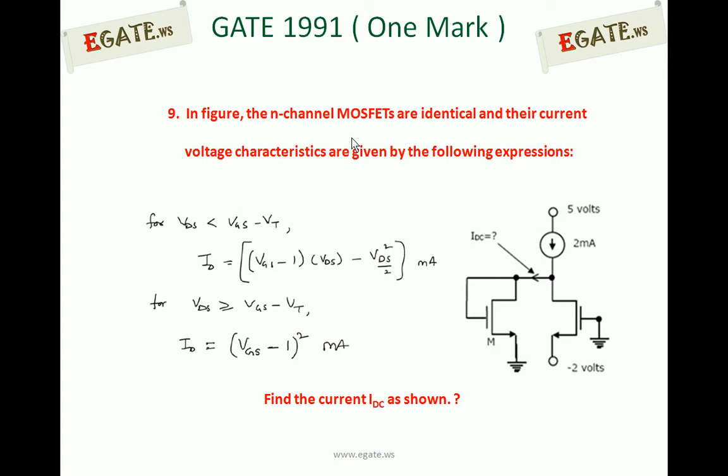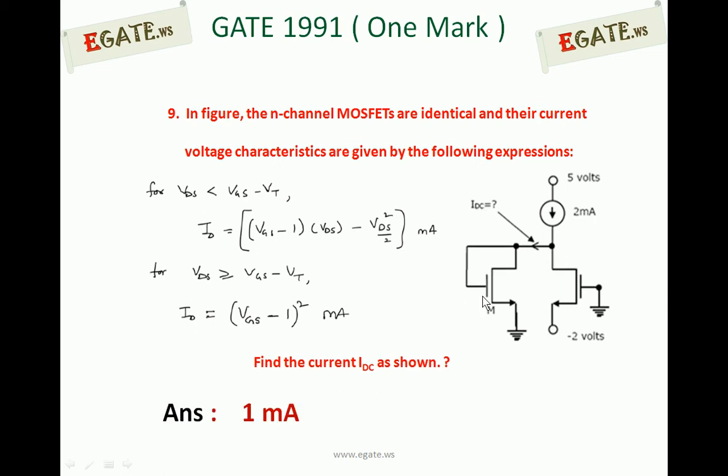Find the current IDC as shown. So this is the current we need to calculate, IDC. The correct answer for this one is 1 milliampere.